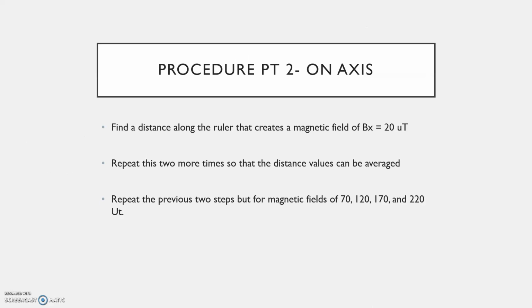For the on-axis calculation, I found a distance along the ruler that created a magnetic field of 20 microteslas, and then I repeated this 2 more times so that the distance values could be averaged for accuracy. I repeated the previous 2 steps, but for different magnetic field magnitudes of 70, 120, 170, and 220 microteslas, and then recorded the distances for each magnetic field measurement.